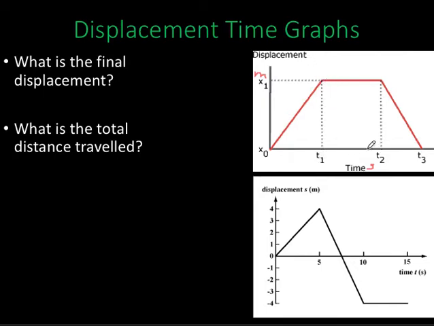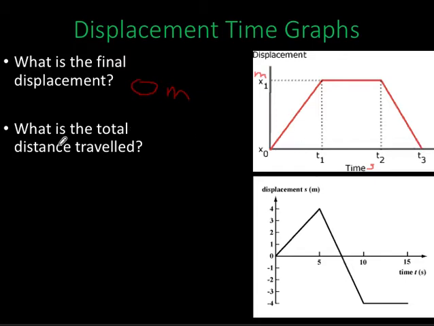and between 1 and 2 seconds I've stayed stationary, indicated by the straight line, and between 2 and 3 seconds, the final second of the graph, the object has moved back to its original position. So what is the final displacement of this object? Well, the final displacement would be 0 meters because they've come back to where they started.